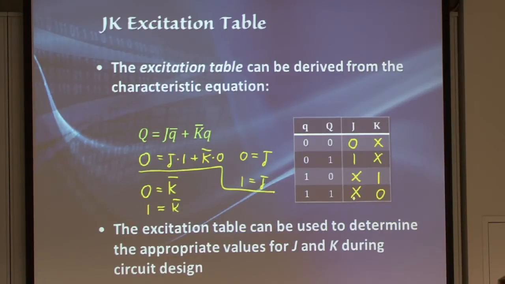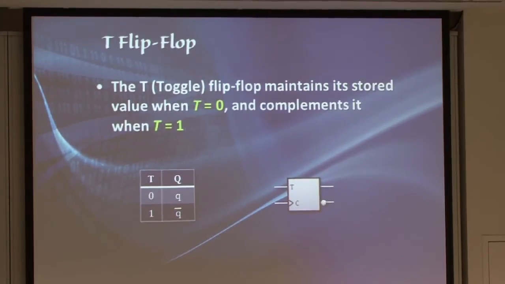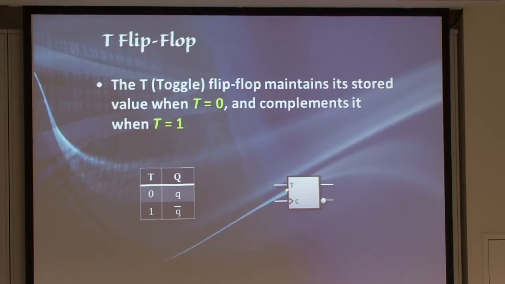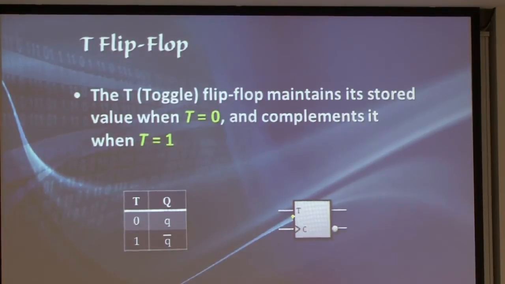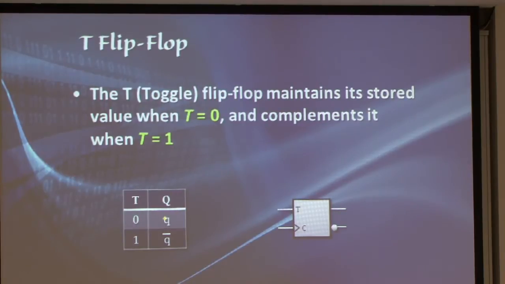Before I do the example, I want to introduce the other type of flip-flop for today, and that's a T flip-flop. T flip-flop has one input, input T. T stands for toggle. What it will do is that if T is 0, it will leave the current state as it is. If T equals 1, it will toggle or invert the current state that is stored in the flip-flop. So it's a fairly simple truth table. On 0, leave it as it is. On 1, invert it. So that's the characteristic table of the T flip-flop.